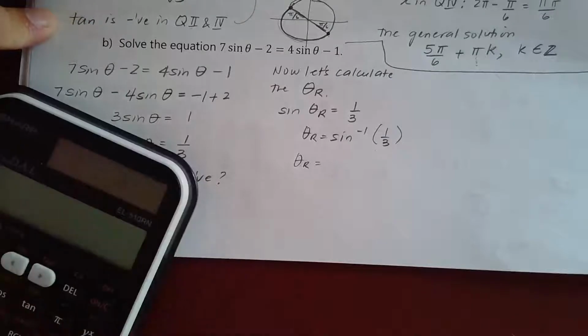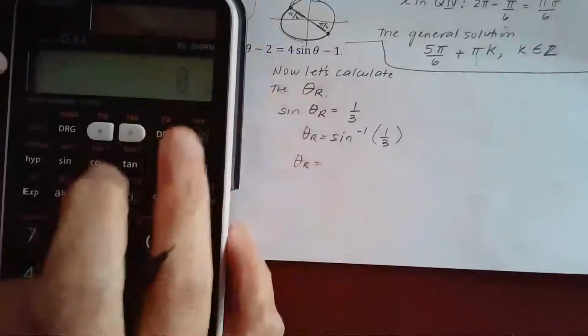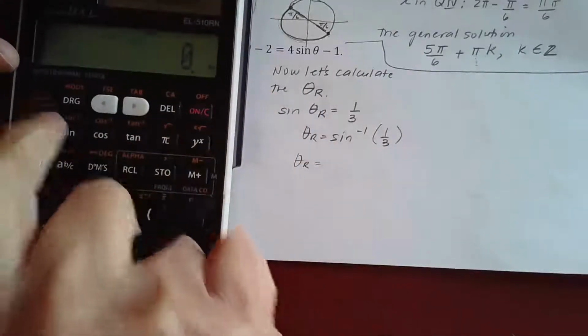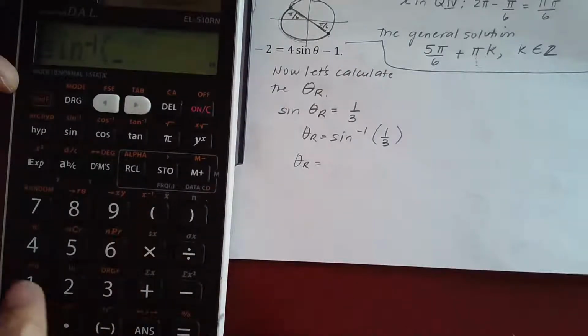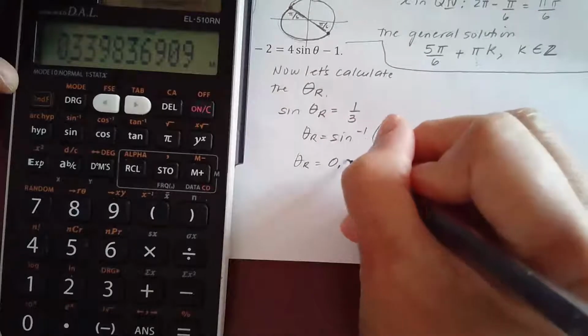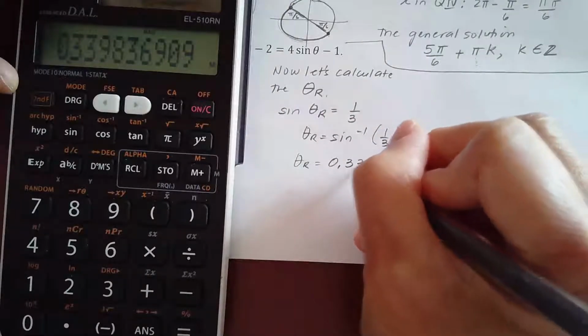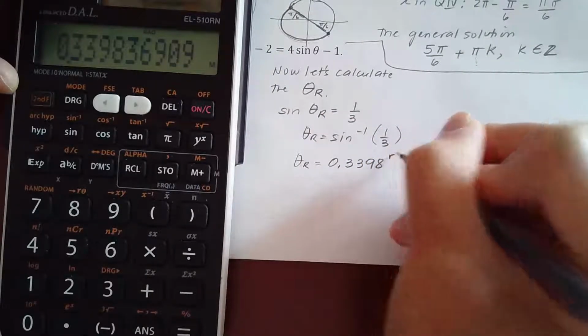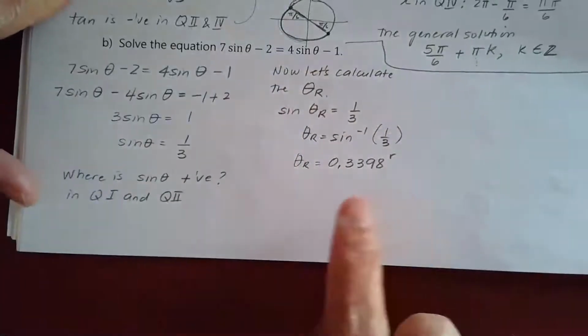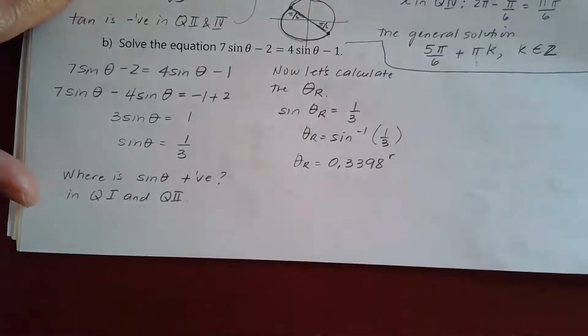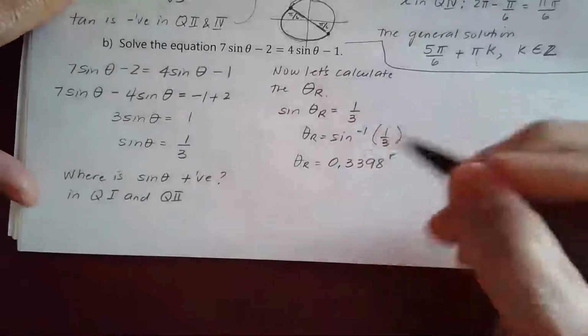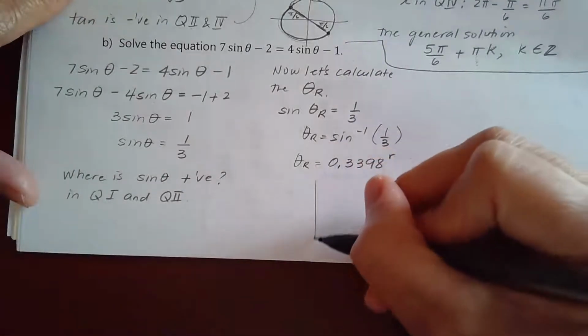And I think we're still doing the radian mode. So we're going to go sine inverse of 1/3. It's going to be 0.3398 radians. So the reference angle is 0.3398 radians. So that means, okay, let's have a visual.